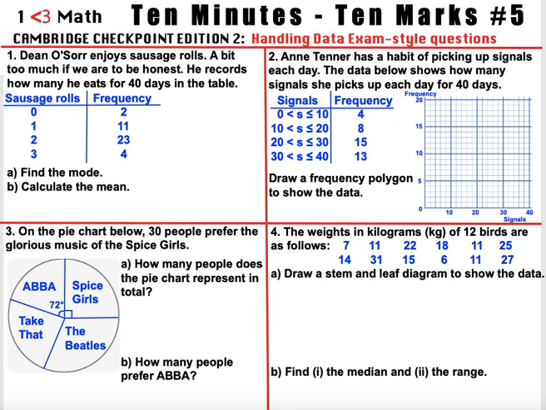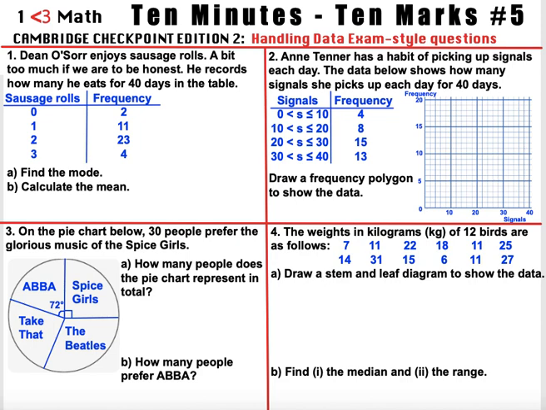So welcome back to 1 Lesson 3 Math. This is the 5th video in the 10 minutes 10 marks playlist, Cambridge Checkpoint Edition 2, and the questions are handling data exam style questions that could also be found on an IGCSE paper or a GCSE paper as well. So there's 4 questions. If you'd like to have a go at these 4 questions and time yourself for 10 minutes, 11 minutes, 12 minutes, up to you, then please pause the video now and I will then proceed with the solutions and explanations.